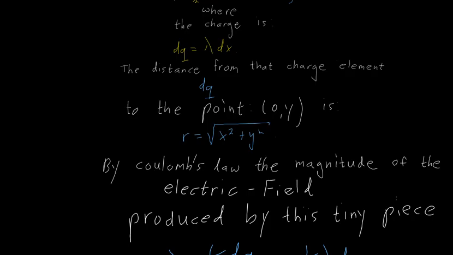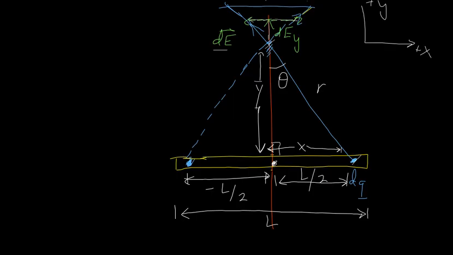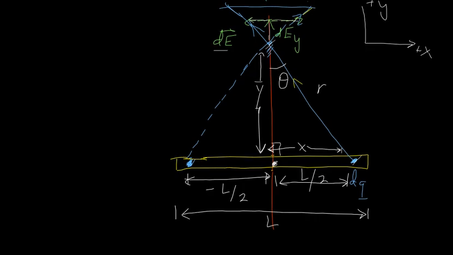But that tiny piece does not point straight upwards. It only points along the line joining the charge element to the coordinates (0, y). So if my electric field vector dE is there, I will make a green arrow over here. This is r hat, and r hat is pointing in the direction of the electric field.